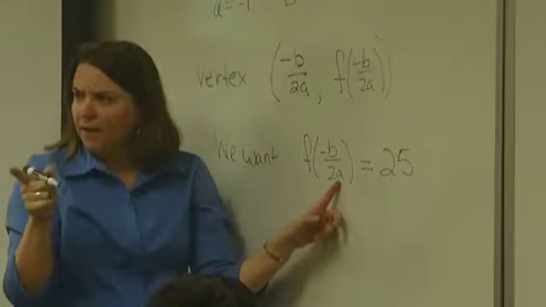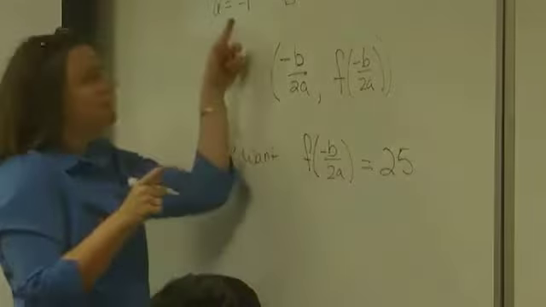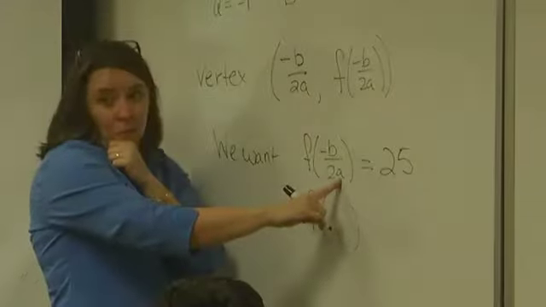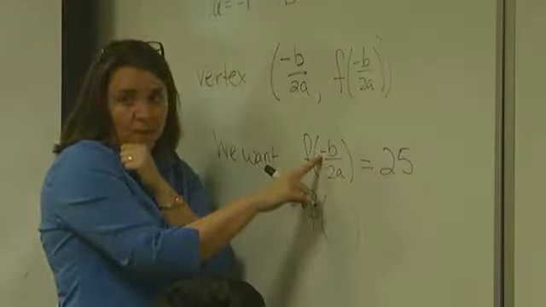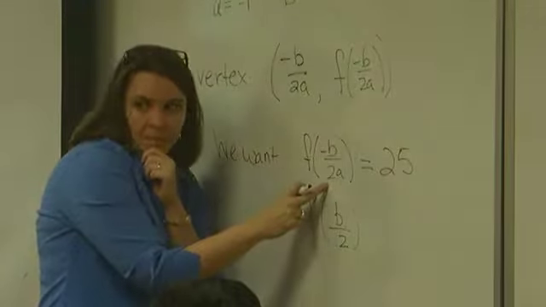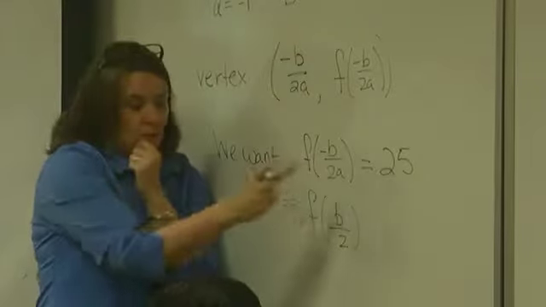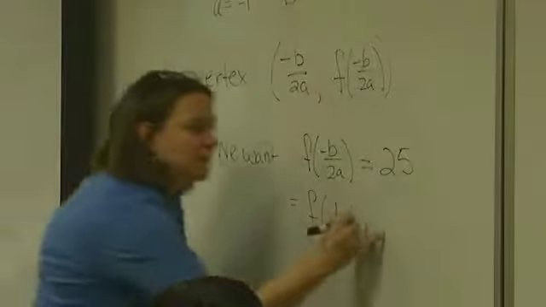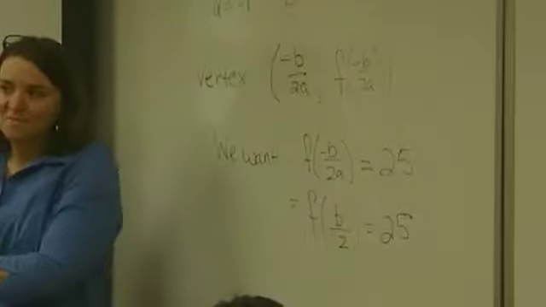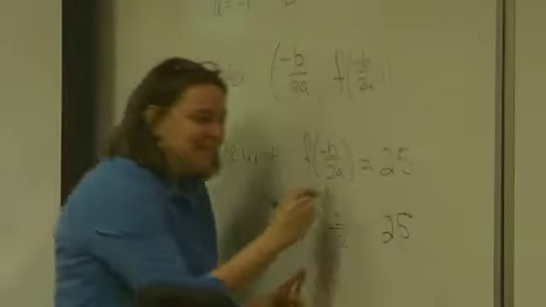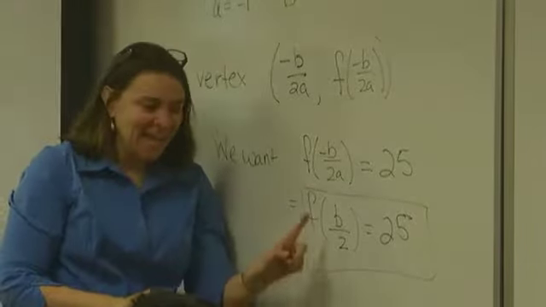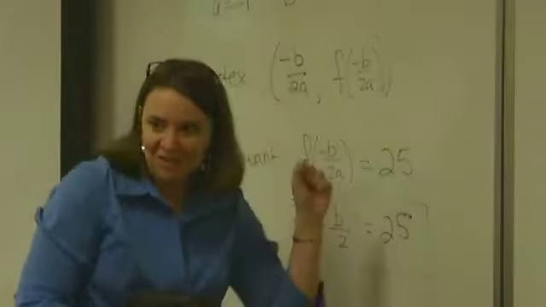Oh, but we already know a. If a is -1, that'll cancel with the opposite. And double check me, but I think we're just left with b over 2. You see why I like the problem? You have to figure out what you want. We want the output at the vertex to be exactly 25.